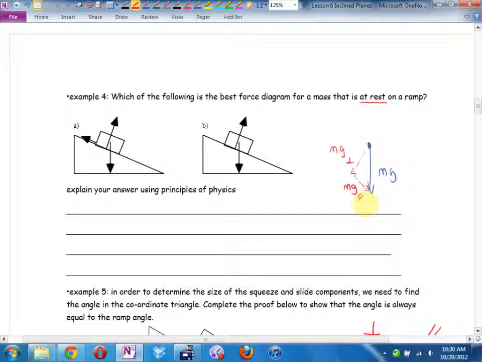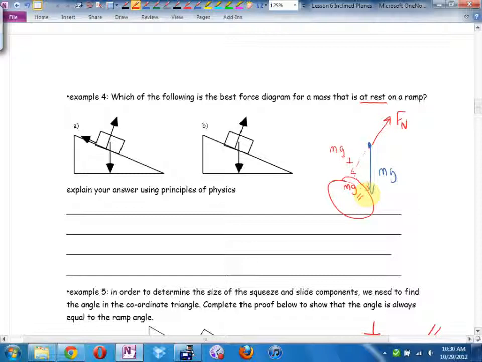Put it away. Flip it over. There you go. This right here is exactly the same size as the normal force, because that's what's pulling it onto the ramp. This right here is what's pulling it down the ramp.